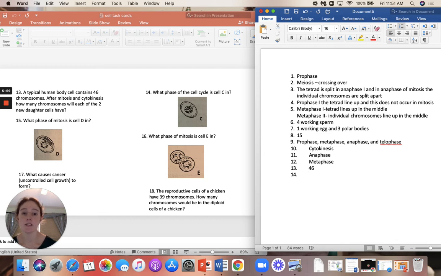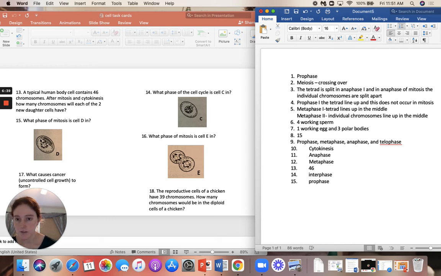What phase of the cell cycle is cell C in? So you can see the chromosomes are in there. So this is going to be prophase. What phase of mitosis is cell D in? Oh, actually I was wrong on that last one. This one is going to be interphase because you can see the nuclear membrane is there, the nucleolus is still there, and there's no spindle fibers. Sorry about that one. 15 is going to be prophase because those spindle fibers have now appeared.